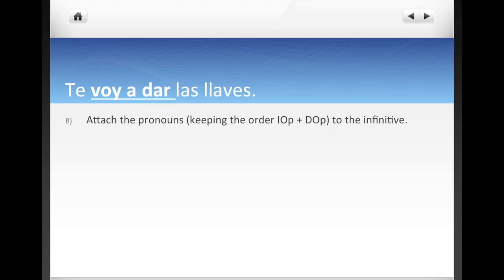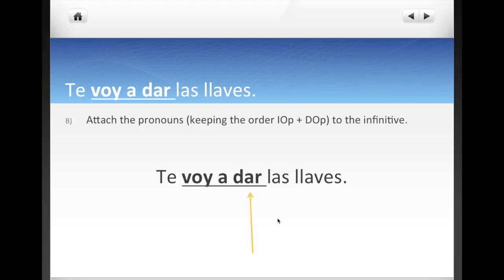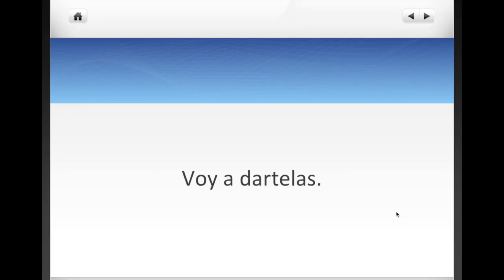We have another option. We can attach the pronouns to the infinitive. There's our sentence. There's our verb phrase, pointing out that this is the infinitive. We attach the pronouns together. We end up with voy a dártelas. Now you'll notice once we add the pronouns to the infinitive, we have to add an accent to the a in dar. That's to preserve the original stress of the syllable because we've added two new syllables to the end of the word.